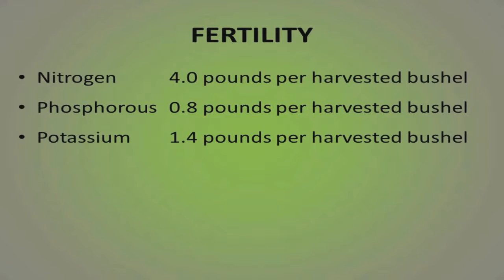Typically, soybeans will use about 4 pounds of nitrogen per bushel that's harvested. So when we remove 50 bushels of soybeans, that means that we would have had to apply 200 pounds of nitrogen. Phosphorus, about 0.8 of a pound, and potassium, 1.4 pounds per harvested bushel.